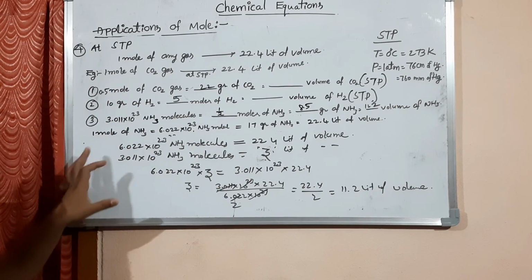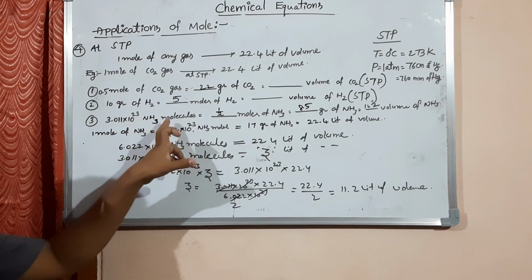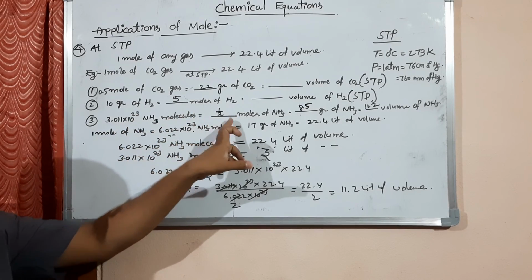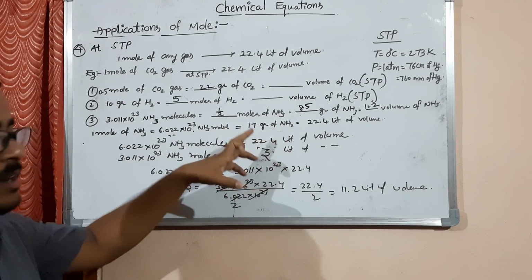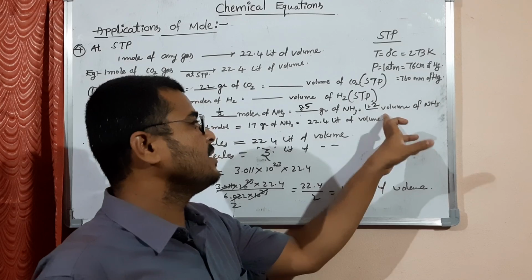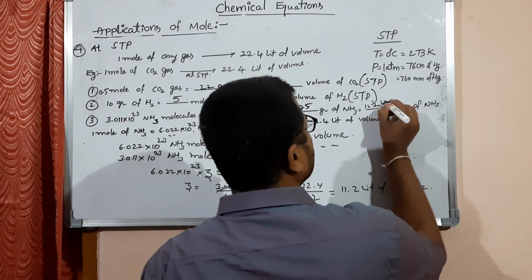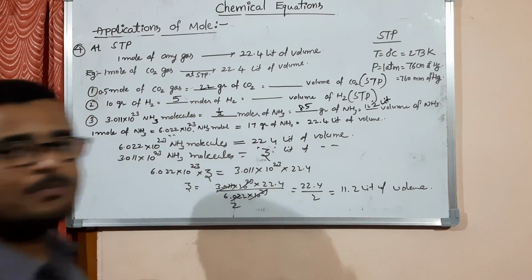From this we can conclude that 3.011 into 10 to the power of 23 ammonia molecules is equal to half a mole, or 1 by 2 moles of ammonia, that is equal to 8.5 grams of ammonia, that occupies at STP conditions 11.2 liters of volume. Thank you.